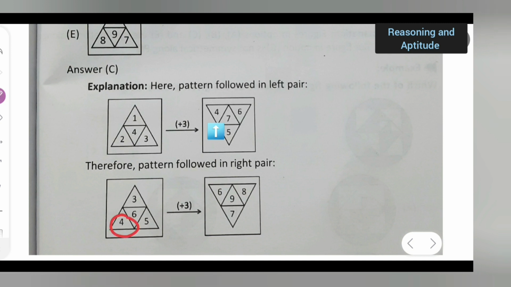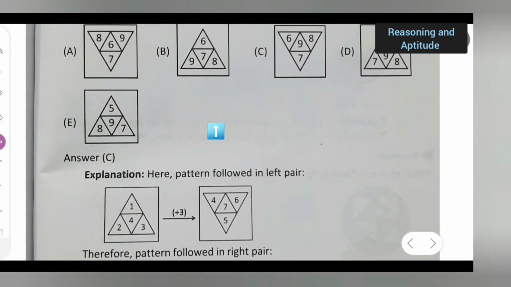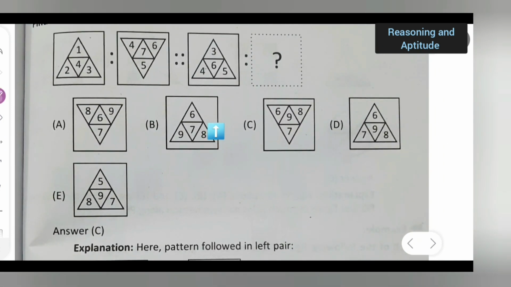Next, what is left, 4 plus 3 will give you 7. So that's how you got this to be a correct option. From here, which option was the correct option? Option C was the correct option. I hope you have understood the explanation part.